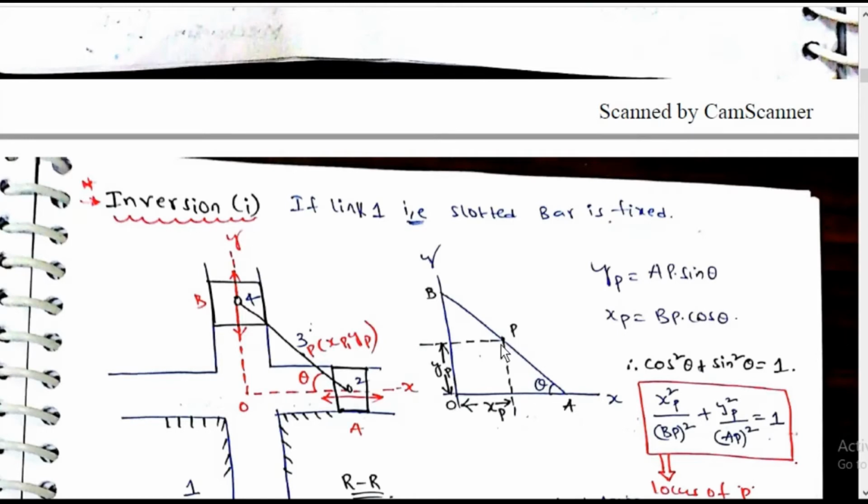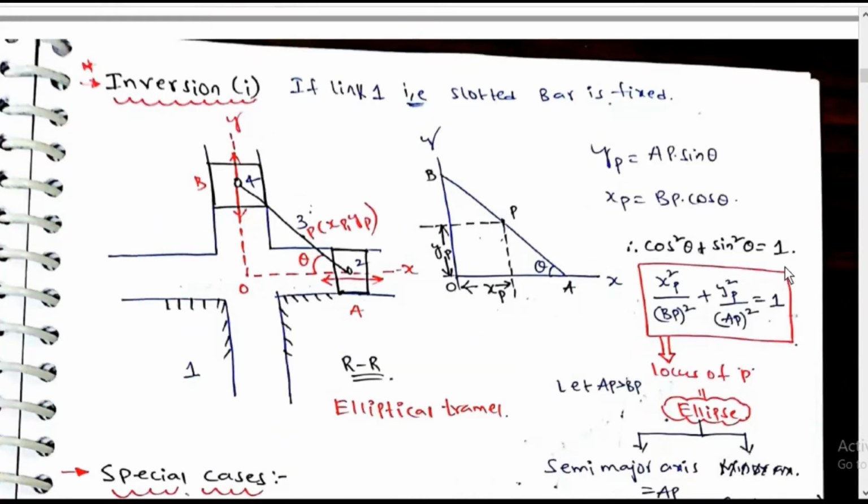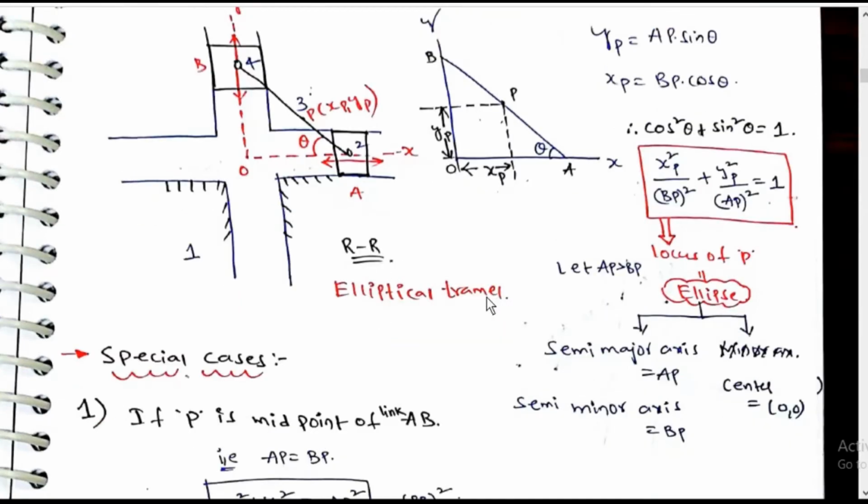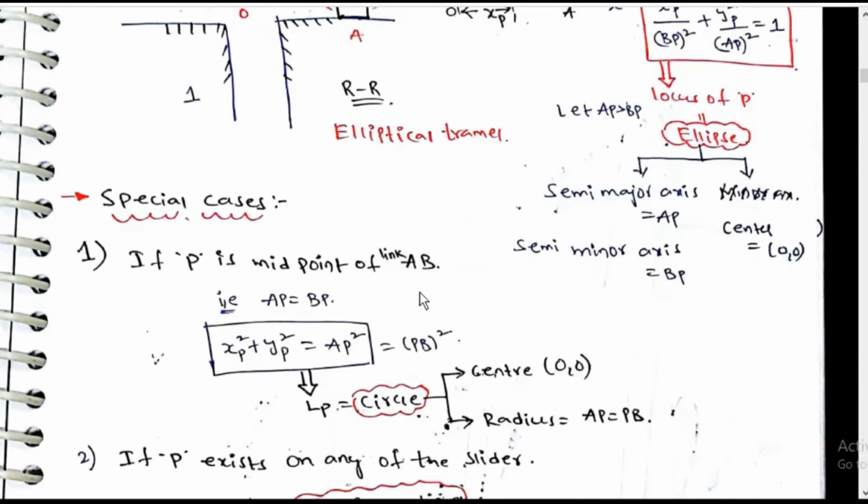For a point P on rod AB, yp is equal to AP sin theta, xp is equal to BP cos theta, and cos square plus sin square theta is equal to 1, so xp square by BP square plus yp square by AP square is equal to 1. Locus of P: let AP be greater than BP, an ellipse with semi major axis AP, semi minor axis BP, center 0, 0. Elliptical trammel.